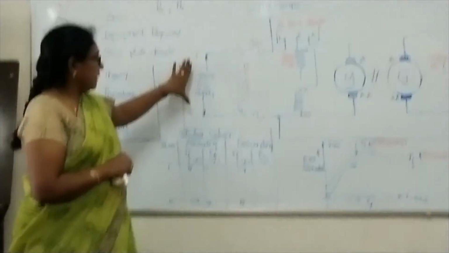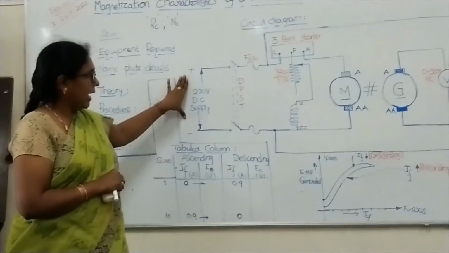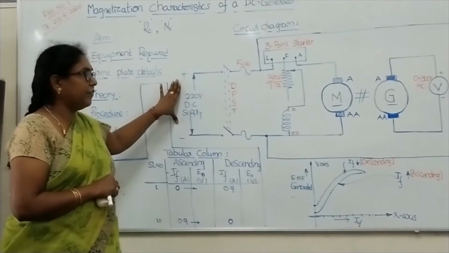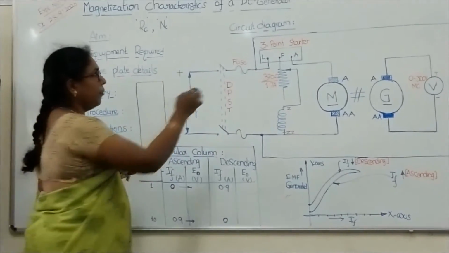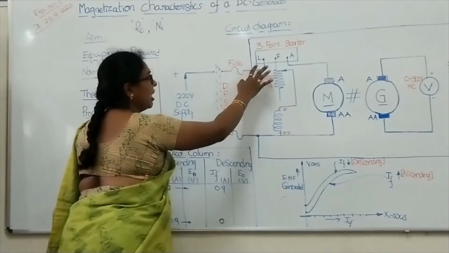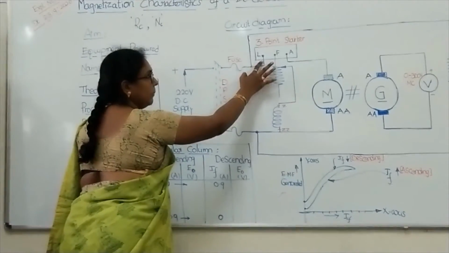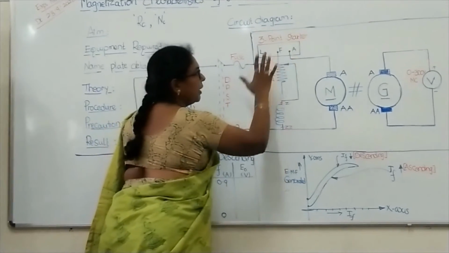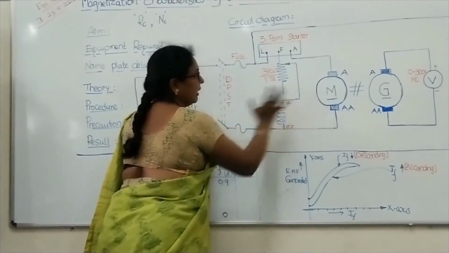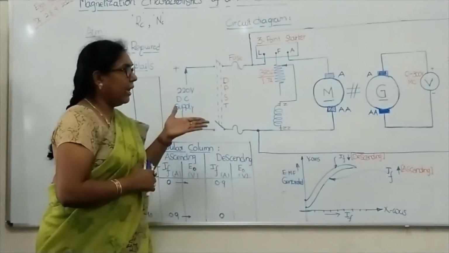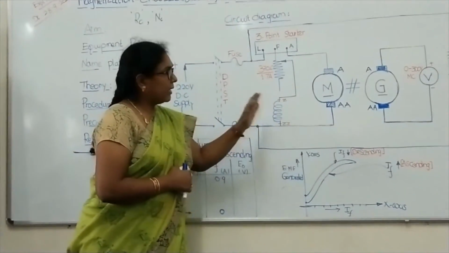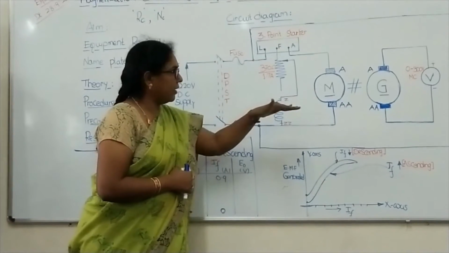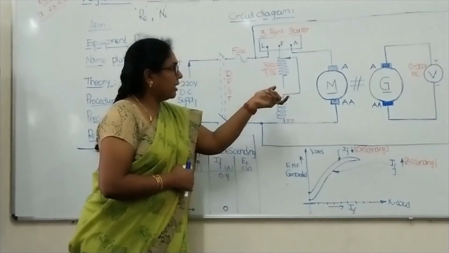First, DC supply has to be given to the circuit after making all the connections and verifying those initial conditions. Then, by using a 3-point starter after closing the switch, we will start the motor. After that, we will measure the speed of the motor generator set, because these two are kept on the same shaft.